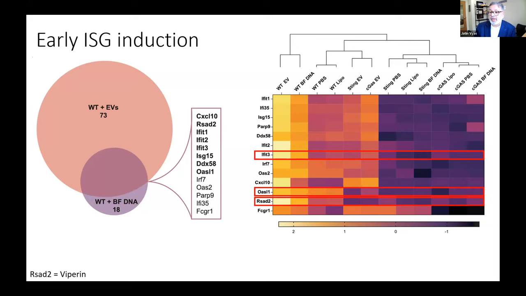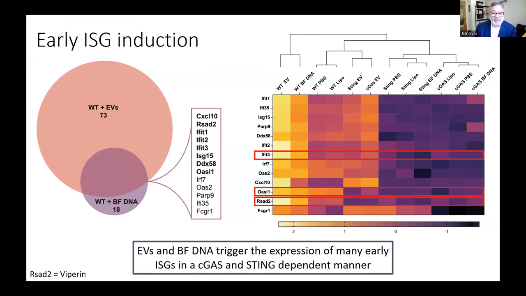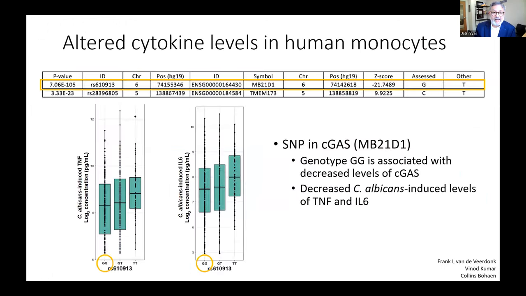We also do know that there are some data to suggest, for instance, for IFIT3, other groups have already identified that as a key molecule in the host defense against Candida. And we think that this might be part of the mechanism by which we see that.